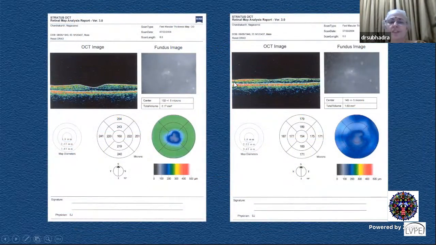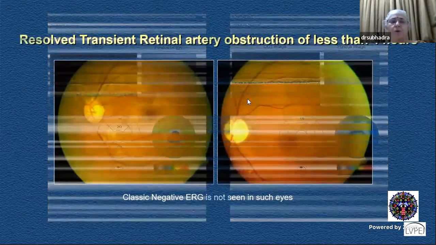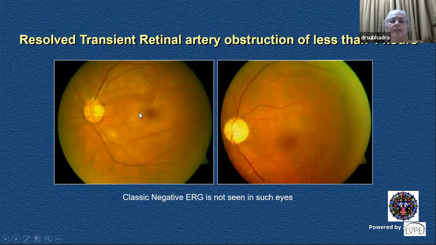You can see that on OCT, the macula was affected and the foveal contour is gone, and there's a thinning of the layers of the retina. So what this patient actually had was a transient central retinal artery obstruction. The classic cherry red spot will come and the classic negative ERG will come only when the vascular occlusion or the retinal artery occlusion has been more than 4 to 6 hours.